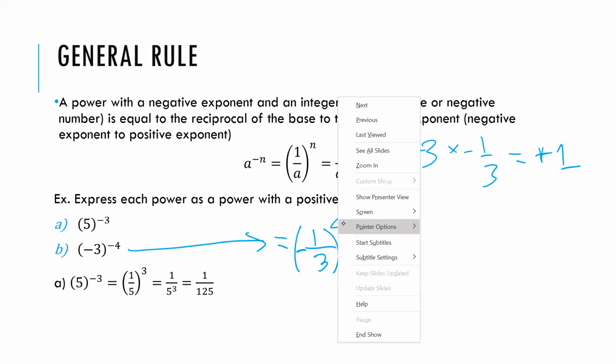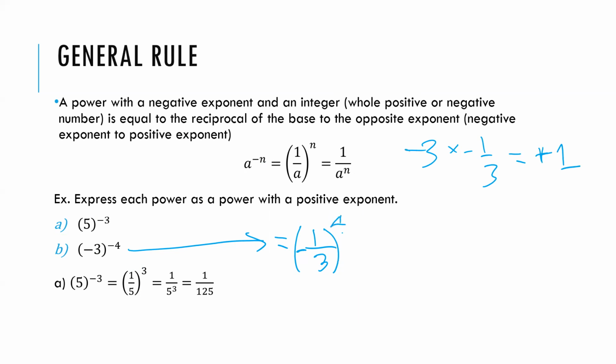So negative 1 over 3 is going to be raised to the power of 4. So instead of having negative 3 to the power of negative 4, I simply take my negative exponent and replace it with the positive. I replace my whole number here with a fraction there, right? So it's simply going to be the reciprocal of the base.